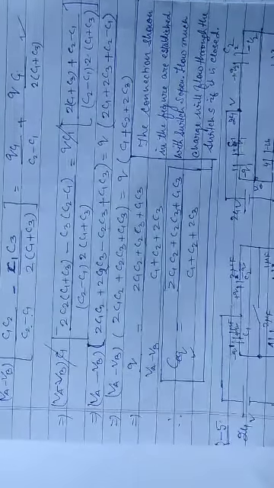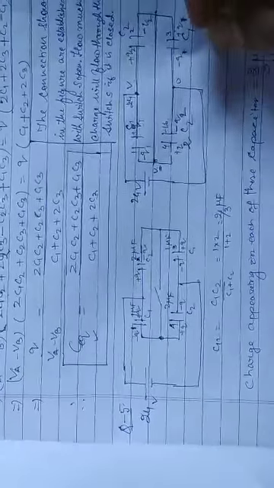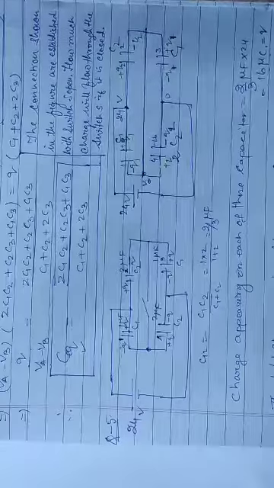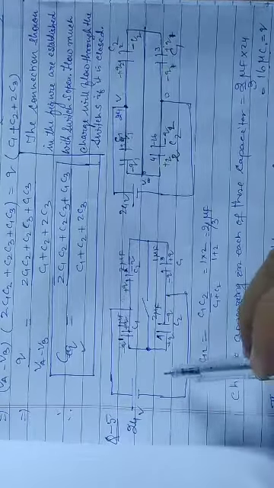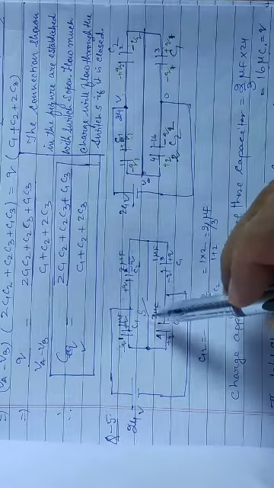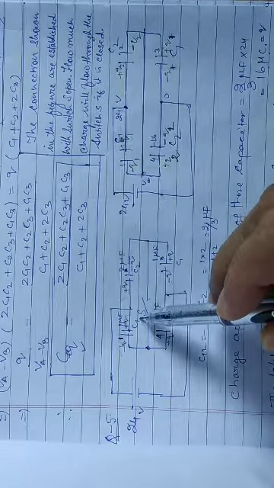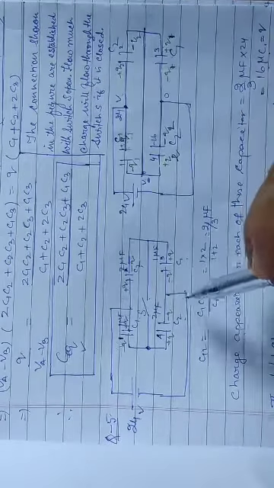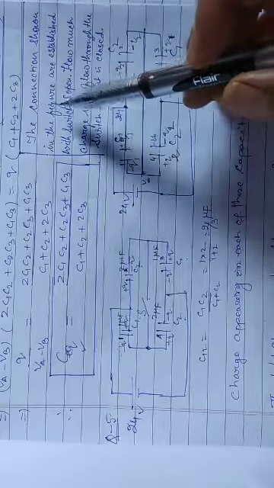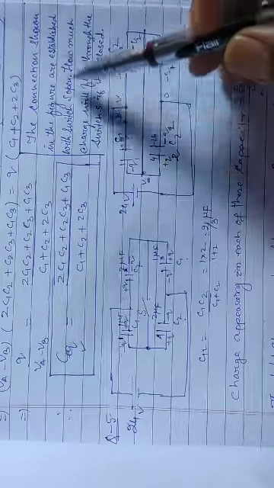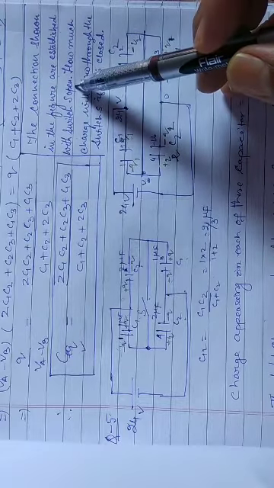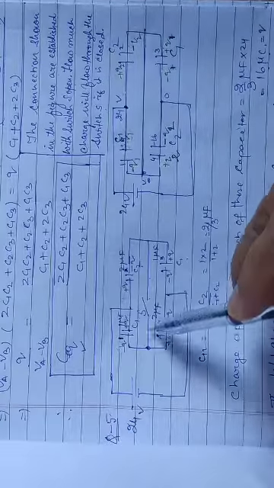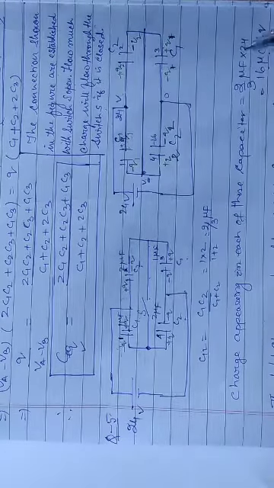Now let us see the next question, question number 5. Very simple but a little bit tricky. Here this switch S is open. Here it is C1, C2, then C2 and C1. The question is, the connections shown in the figure are established with the switch open. How much charge will flow through the switch if it is closed? If we close the switch, how much charge will flow? That we have to find out.